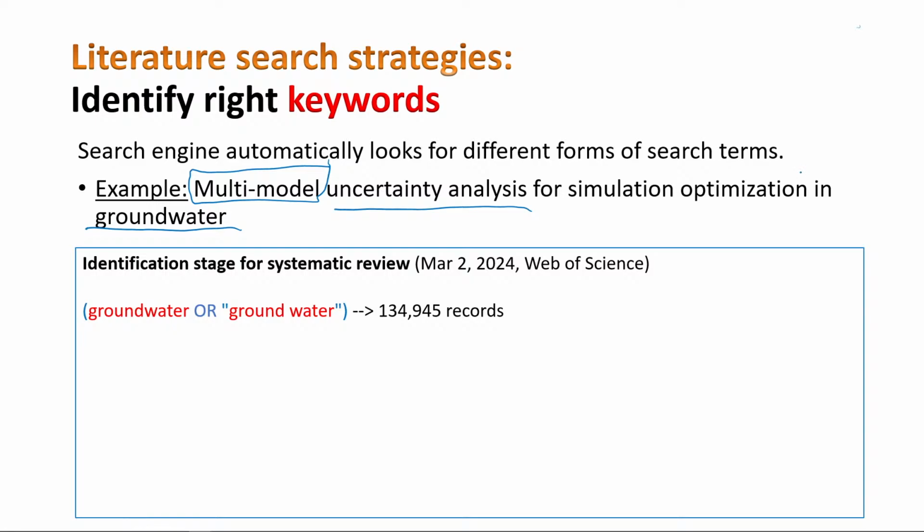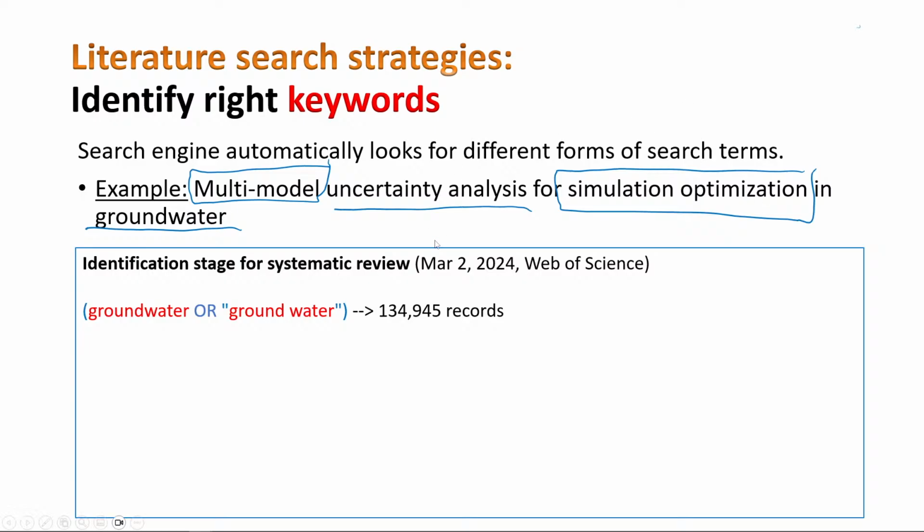I need to refine my search because I'm not interested in all these sources about groundwater. I'm only interested in sources about groundwater that use something like optimization. So what term should I use here? Should I use simulation optimization? That is a very specific term, and not every article will use this term.